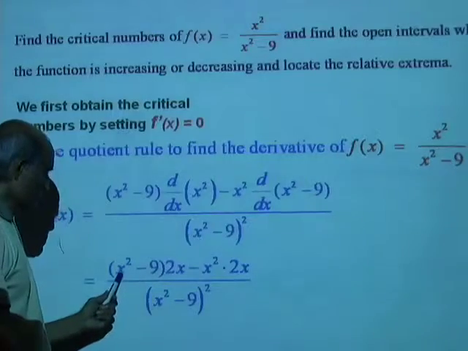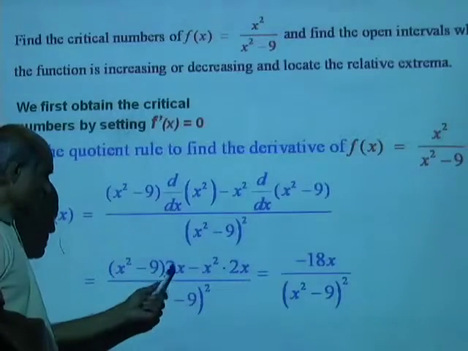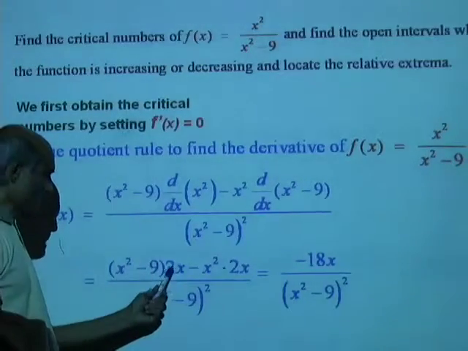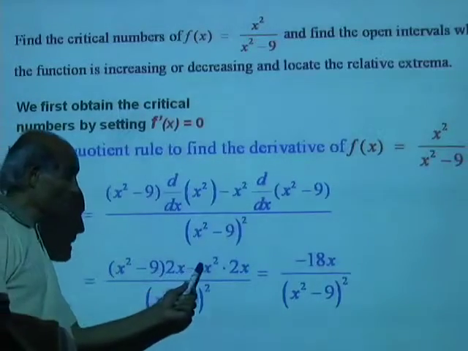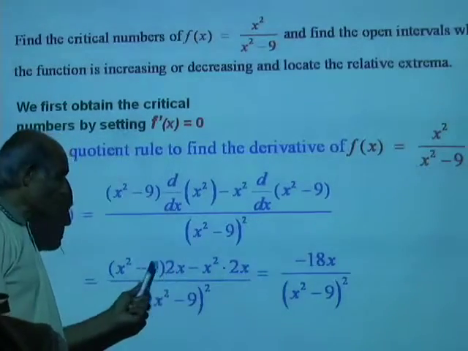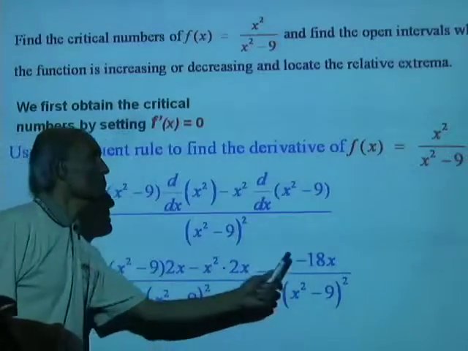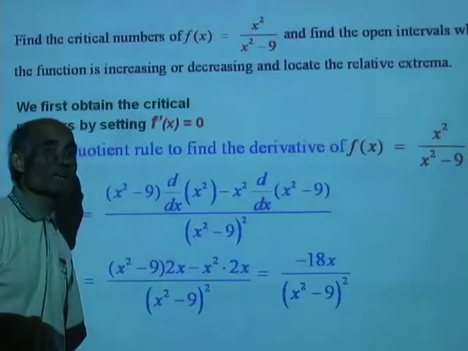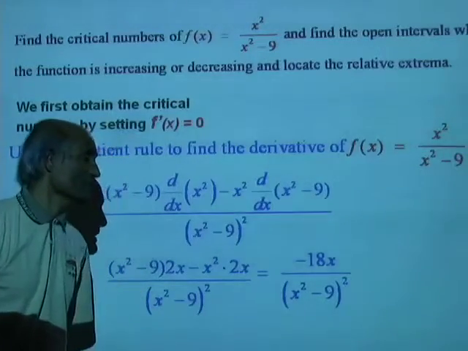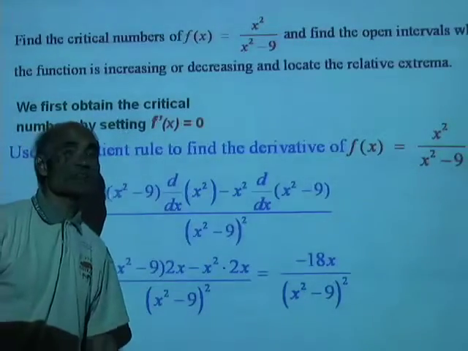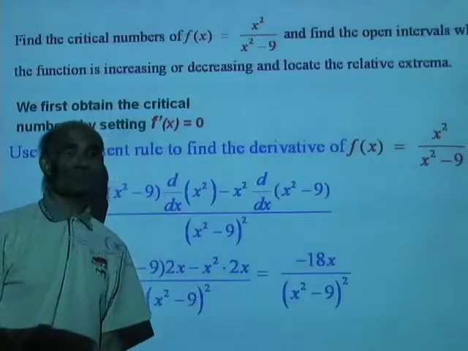It will be 2x squared, is that right? 2x squared minus 18x minus 2x squared. And the 2x squared minus 2x squared will cancel. The numerator is negative 18x and the denominator is x squared minus 9 all to the power of 2.